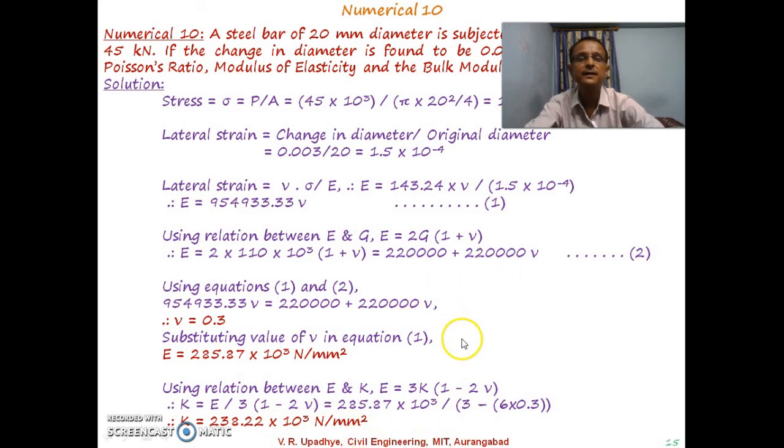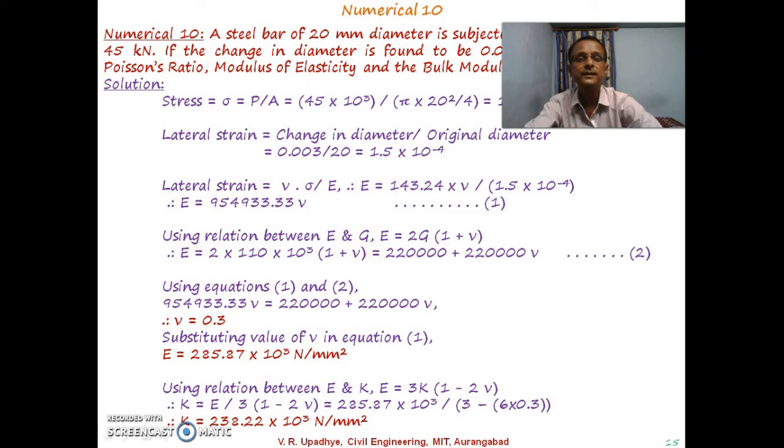What is given in this numerical is regarding lateral strain. The change in diameter and original diameter are given, so with this you can find lateral strain. In the earlier numerical, stress sigma and longitudinal strain were calculated, and with them we calculated Young's modulus. Here the change in length and original length are not given, so with the change in diameter and original diameter we calculate lateral strain, and with the other equations we calculate Young's modulus and Poisson's ratio.